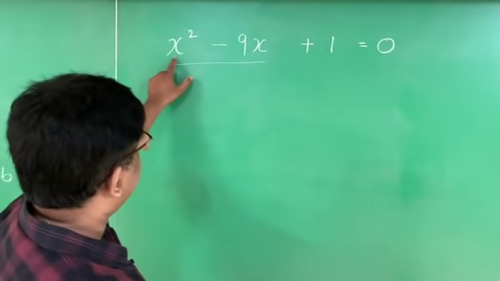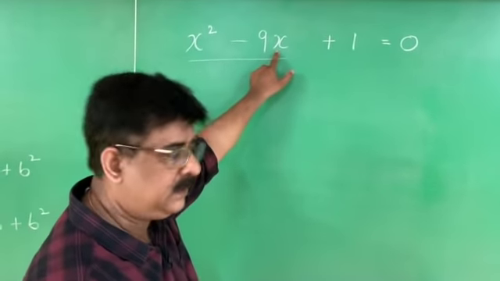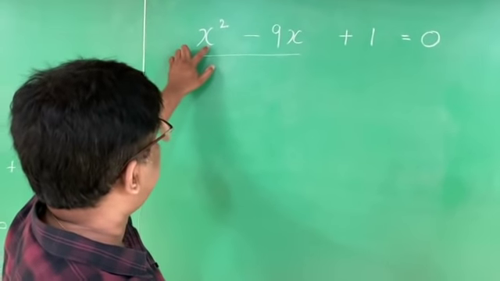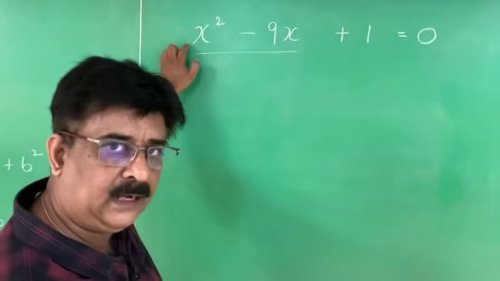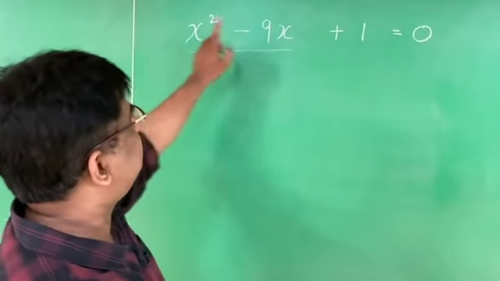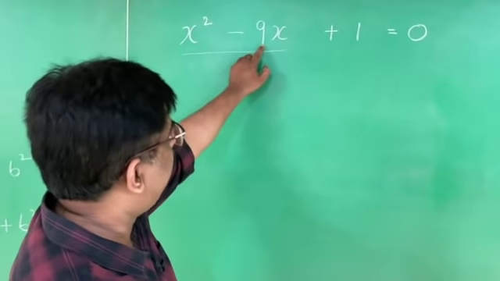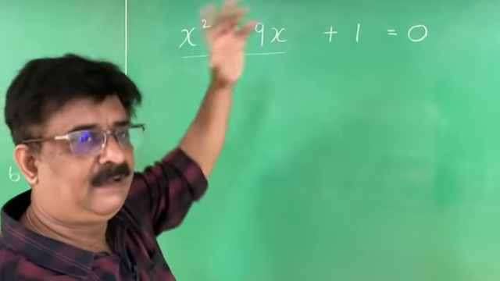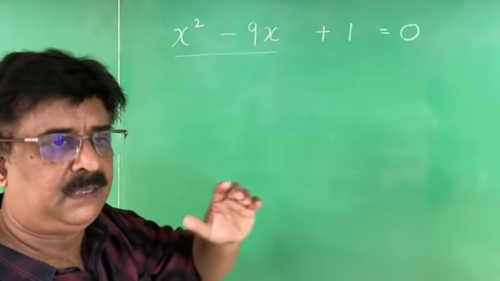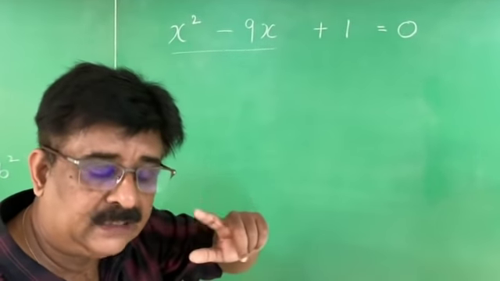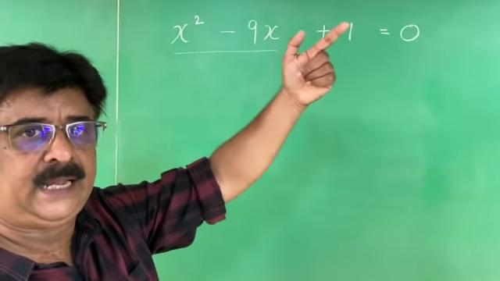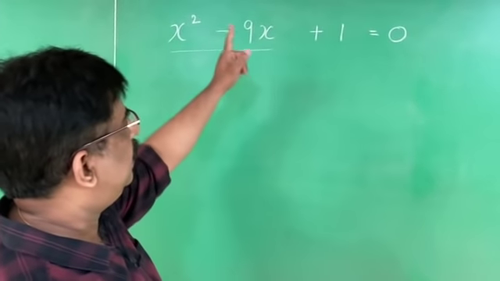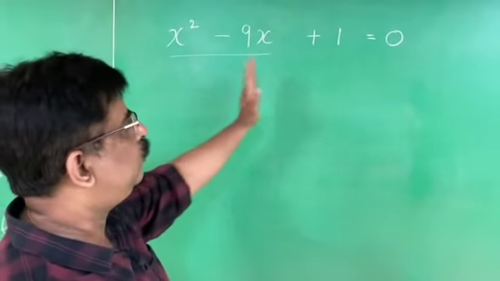Consider the quadratic term and the linear term. Identify the coefficient in front of the quadratic term, that is 1. Then see the coefficient in front of the linear term, that is 9. Take half of that number. Half of that number is 9 by 2, and the square of that number is 9 by 2 whole square. Now we have to add and subtract 9 by 2 whole square to this equation.